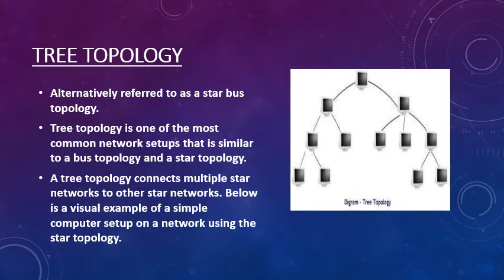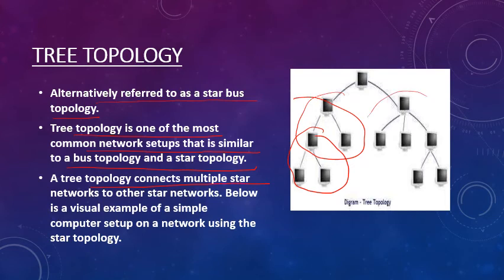Next topology is the tree topology, alternatively referred to as a star bus topology. Tree topology is one of the most common network setups, similar to the bus topology and star topology. The tree topology connects multiple star networks. Here is a multiple star network: 1 star network, 2 star network, 3 star network.